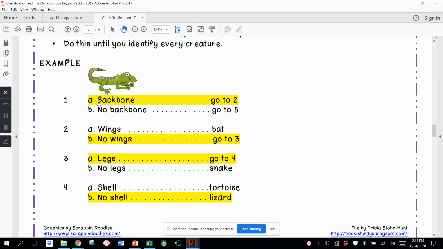Lizards have backbones, versus no backbone. So you go to question 2. They have wings or not? They have no wings, so you go to question 3. Legs versus no legs. They have legs, so you go to 4. And it has no shell, so it's a lizard.